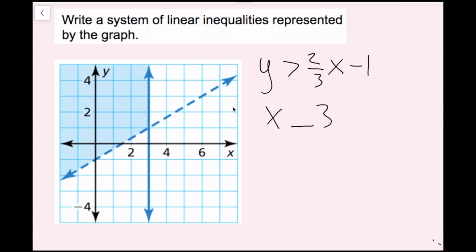If the shading is to the right, well, if you see, the x values are increasing to the right and decreasing to the left. So if it's shaded to the right, that means it's going to be greater than. And if it's shaded to the left, that means it's going to be less than. So since this is shaded to the left, this is going to be x is less than or equal to 3. Anyway, now we've successfully written the system of linear inequalities for this graph, and now we're done with this one.